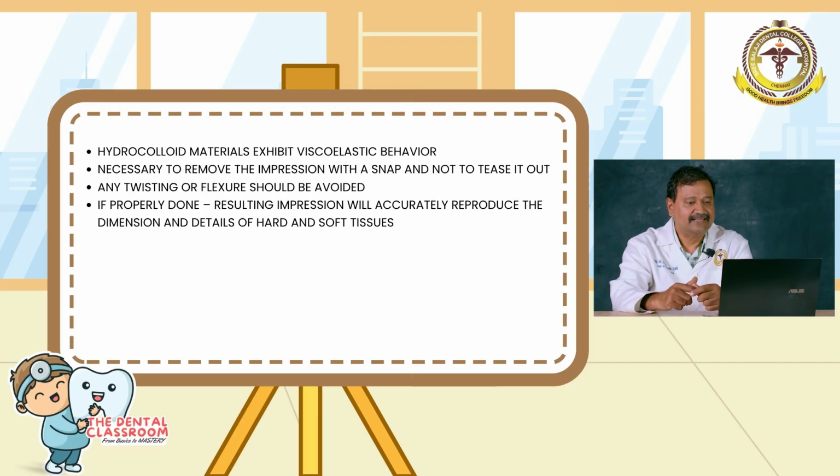Hydrocolloid materials exhibit viscoelastic behavior or shear thinning. It is necessary to remove the impression with a single snap rather than trying to tease it out. Any twisting or flexure must be avoided. If properly done, the resulting impression will accurately reproduce the dimension and details of hard tissues and soft tissues.